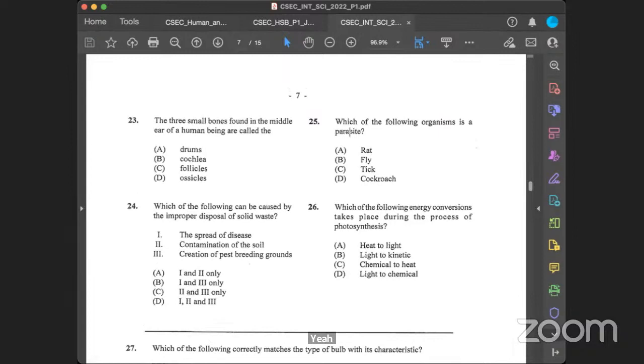25. What's a parasite? Crossfield is not an answer here. A parasite lives in or on an organism. The fly, the rat, and the cockroach are all pests. The parasite feeds directly on or in the organism. So that would be the example of the tick here.